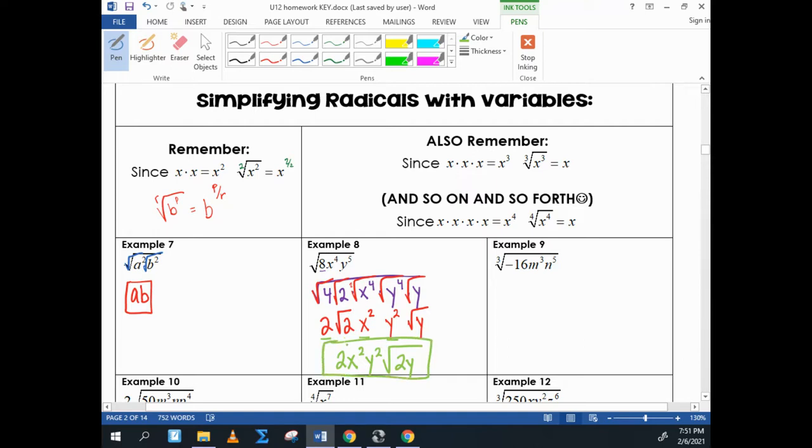Not too bad, huh? All right, let's try this one. This one is now a cubed root. So again, here we're going to remember, we're going to want our variables in the powers of 3 or multiples of 3.